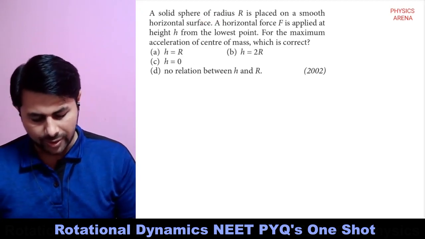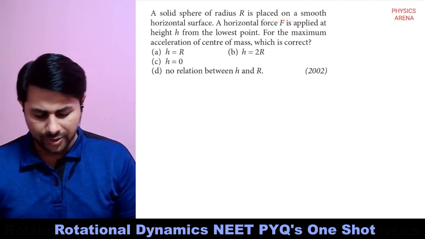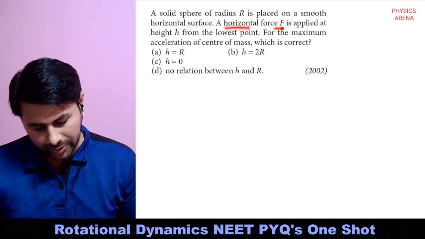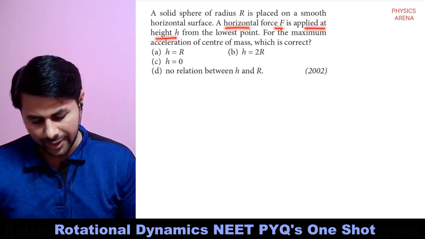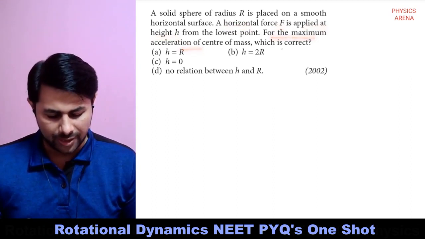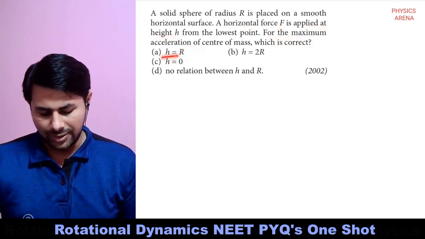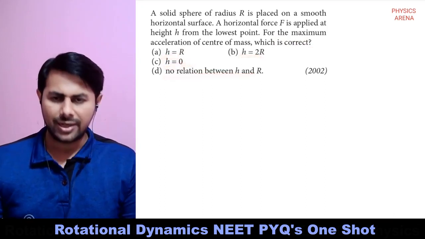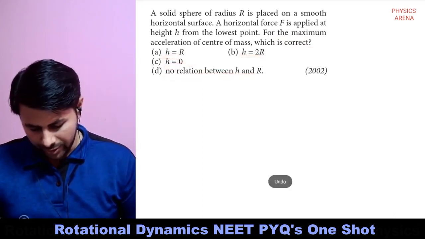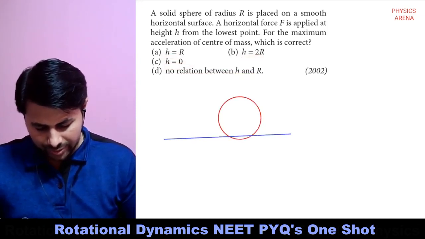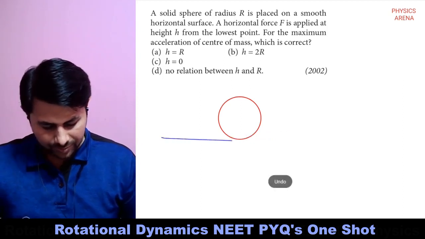A solid sphere of radius r is placed on a smooth horizontal surface. A horizontal force F is applied at height h from the lowest point for the maximum acceleration of the center of mass. Which is correct? h is equal to r, h is equal to 2r, h equals 0, or no relation between h and r. Okay, we have a solid sphere and it is kept on a frictionless surface.